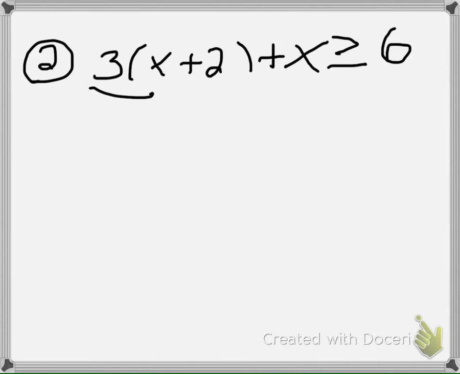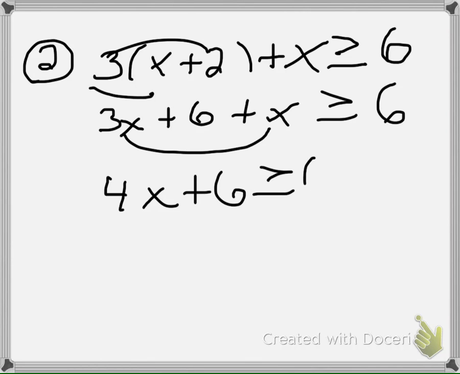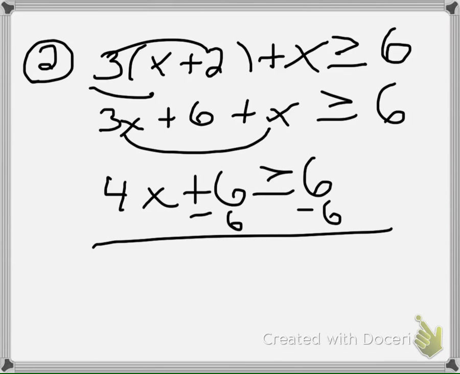Okay, here we go. 3 times x is 3x. 3 times 2 is 6. Plus x. That's the x that I got from here, greater than or equal to 6. Okay, I see that I have some like terms here that I can combine. 3x plus 1x is 4x, plus 6 is greater than or equal to 6. Okay, I'm trying to get the x by itself. First thing I need to do is get rid of addition and subtraction, so I'm going to subtract 6 here and subtract 6 here. 6 take away 6 is 0.